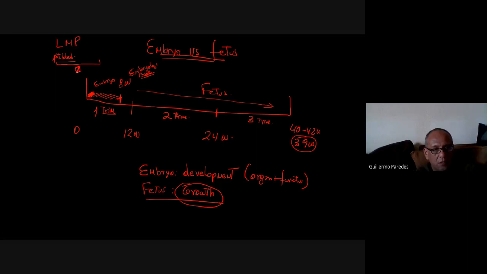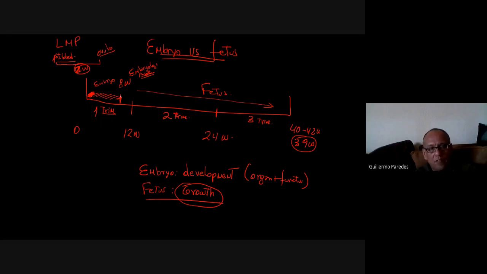After 2 weeks, here's where we have the ovulation. But we use this term because it's the best way to measure and standardize the gestational age of the mother.